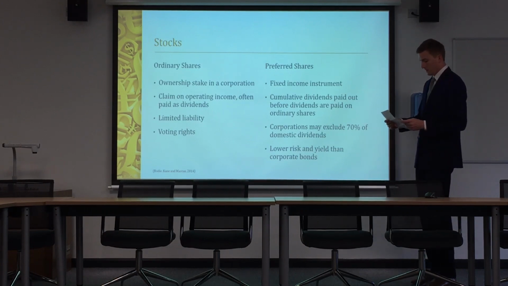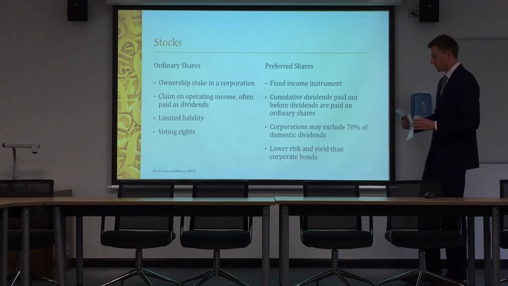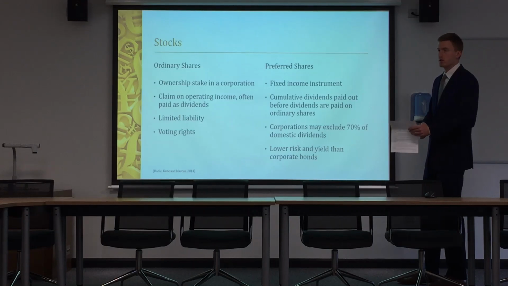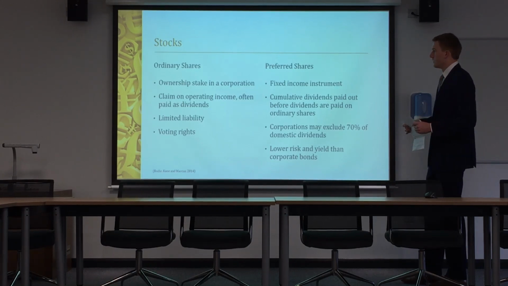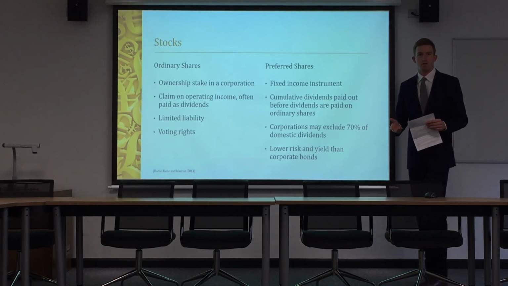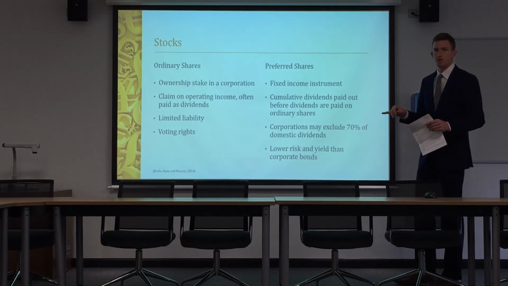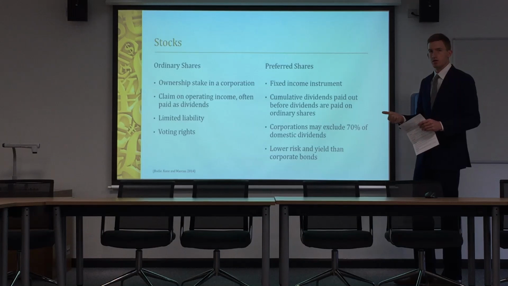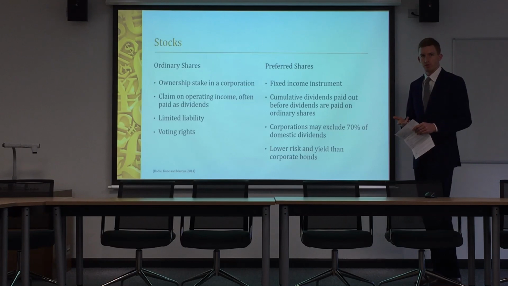Next we have stocks. We've got ordinary and preferred shares. Stocks are an ownership share in a corporation. Ordinary shares are what we commonly deal with as low-level investors. They're an ownership stake in a corporation, giving you a claim on that corporation's income. Some of the benefits of ordinary shares, they can be dividend paying, but we'll compare that to preferred shares. They have limited liability, and they'll grant you voting rights within the company.